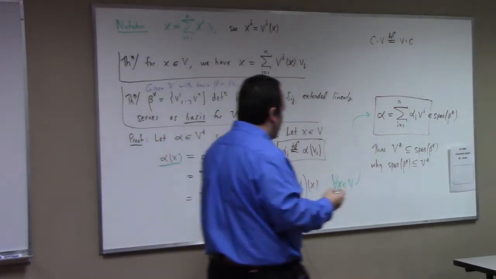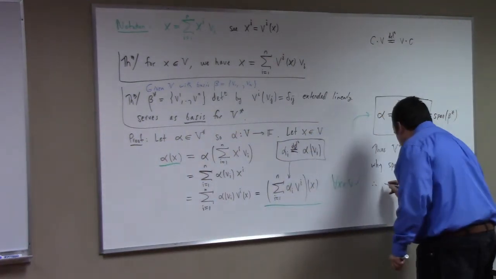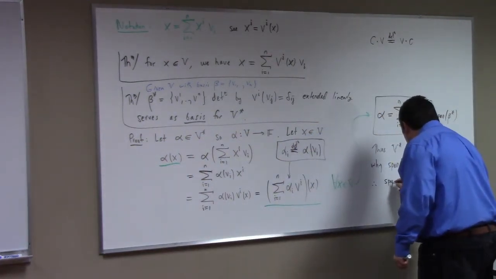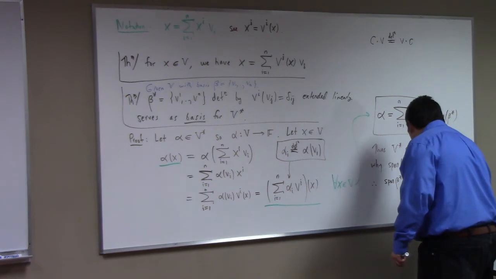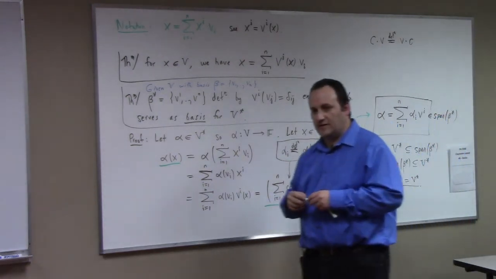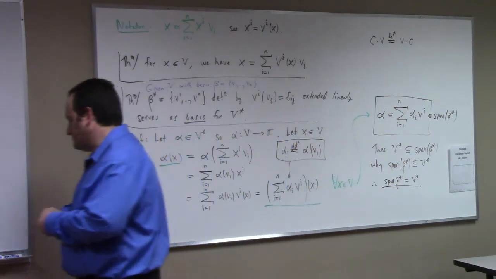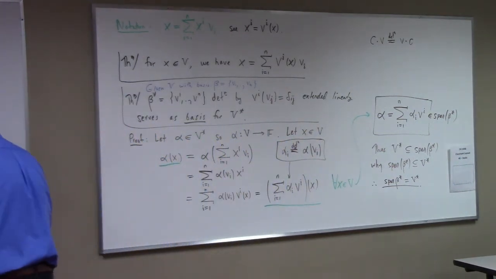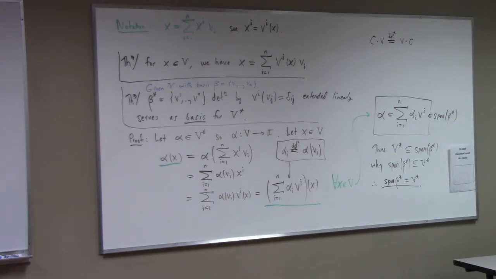So therefore, we have that the span of beta star is equal to V star. Now that doesn't quite prove it's a basis yet, does it? What else do we need? We need linear independence, right?